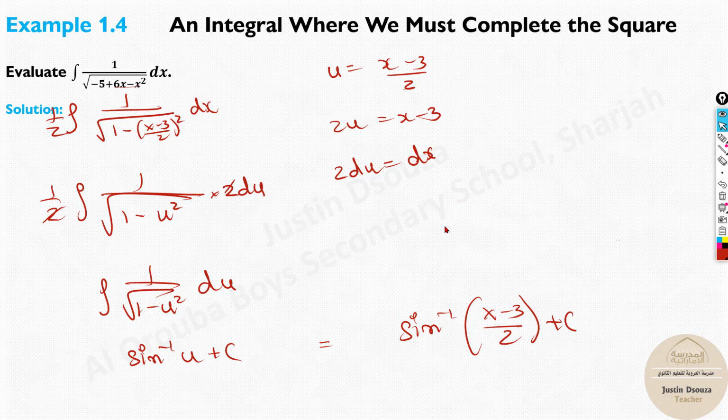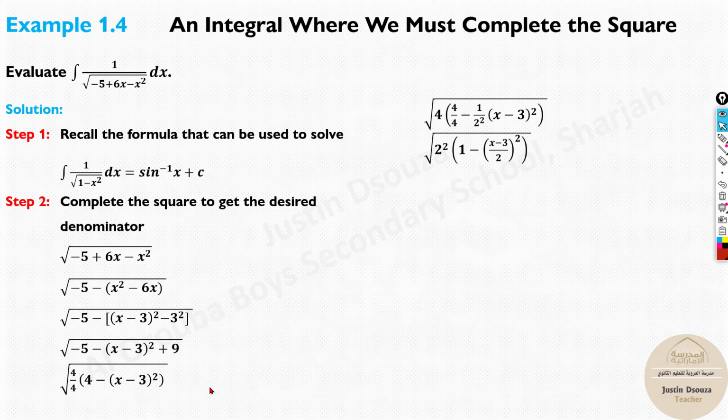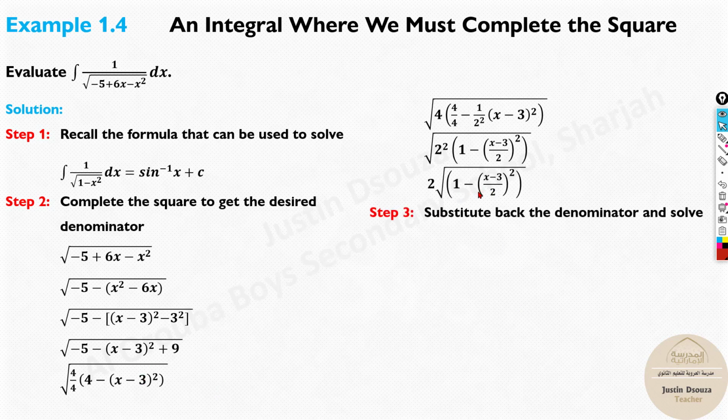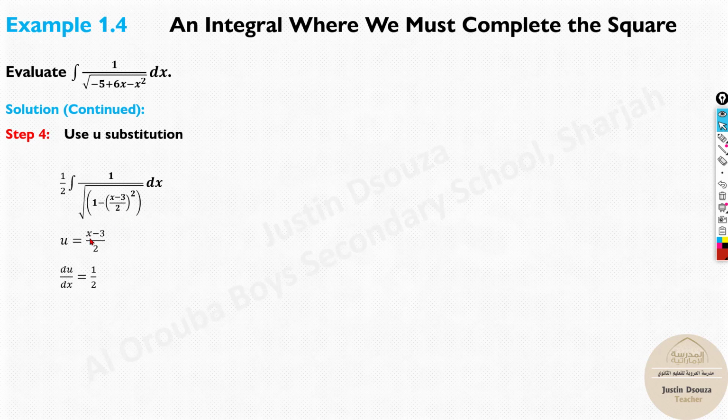So that is done by all these steps: the u substitution, the rearranging, completing the square, and all these methods finally give us this as the answer. So you can see the steps here. We know it's sine inverse, it's related to that, but we have to first complete the square, and we get this over here, and then we substitute it back. We solve by u substitution. So u is x minus 3 by 2, and then we have du by dx is half, and 2 du is equal to dx.